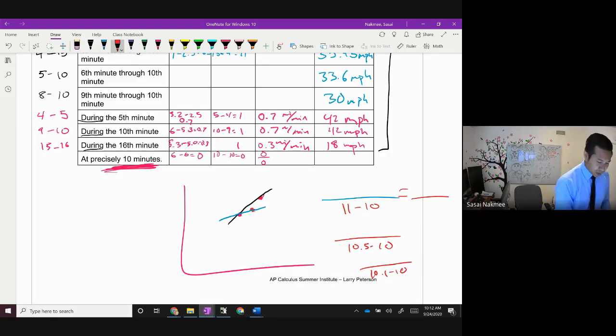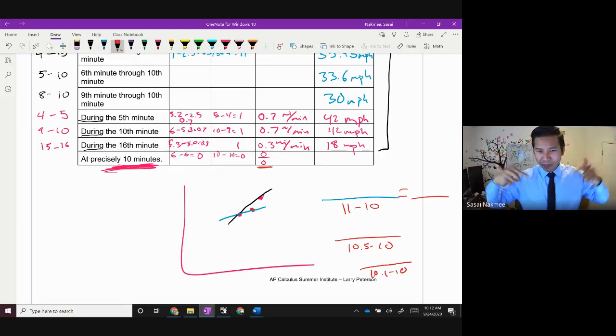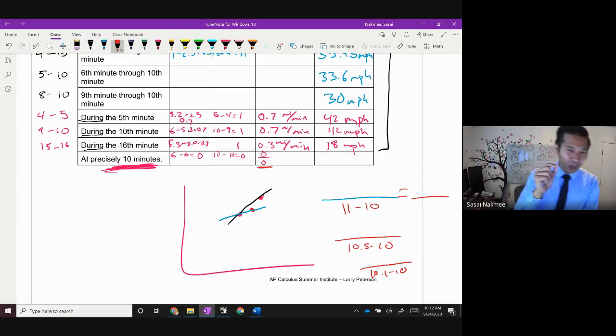The only problem is at 10 itself, I do 10 minus 10, I end up with a 0 in the denominator. That means that function is not defined there. But from what we learned in chapter 1, the limit of that approaches a number, some value, which would tell me what the velocity was exactly at 10, right? Exactly at 10. And that's what's leading up to our new lesson today.